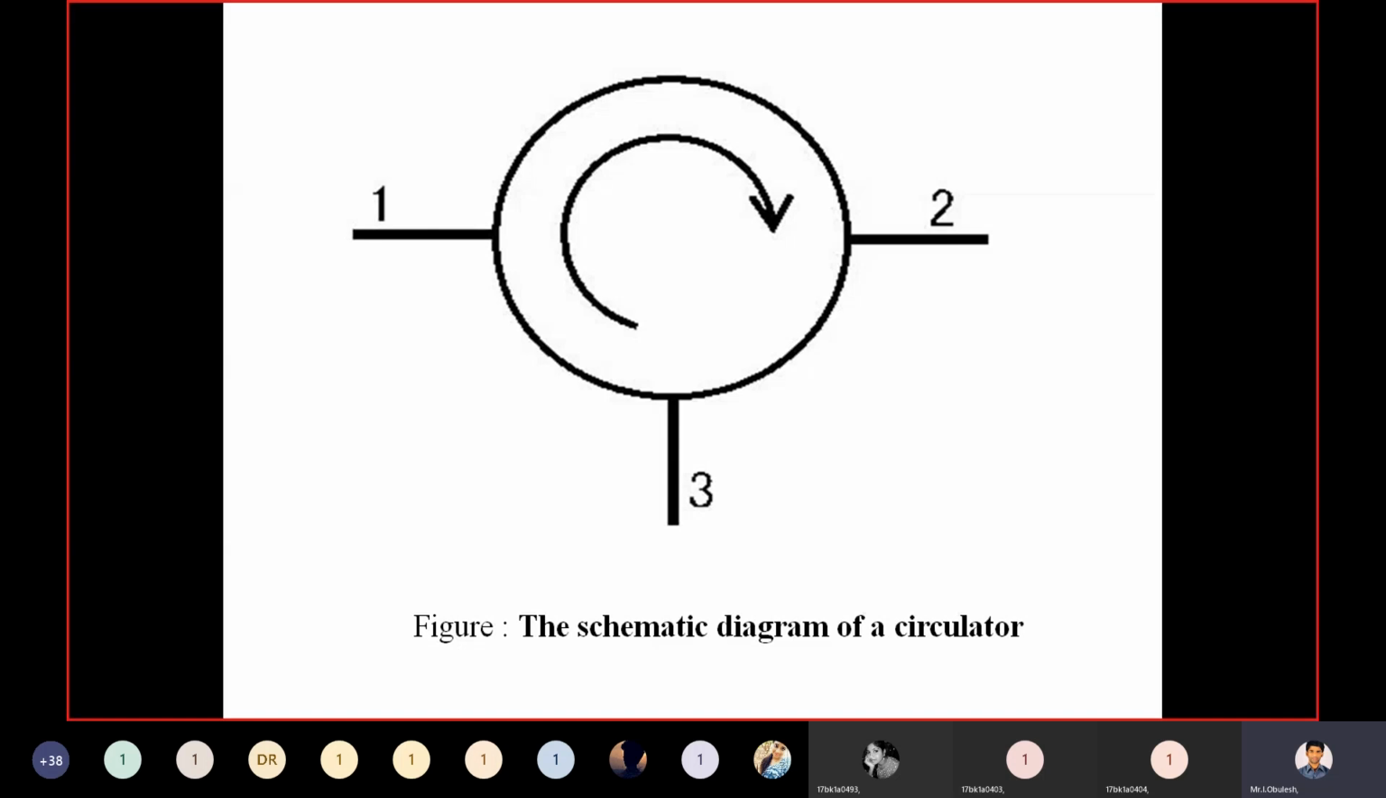So for that reason you need to assume that when the input signal enters any port, either port 1 or 2 or 3, then the signal will be transmitted in a particular direction. We already discussed when a signal will transmit in a particular direction.